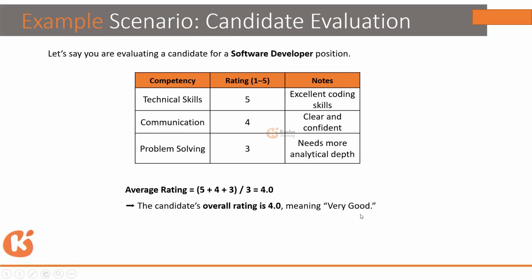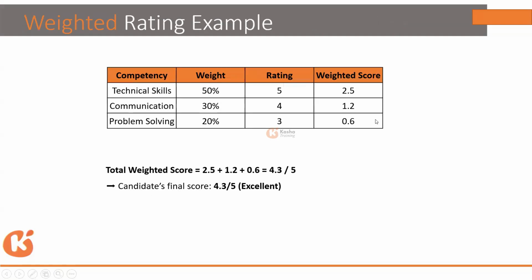So 4 means it is very good. Like this, you can calculate the rating for all the applicants and then decide with whom you want to go ahead. Then here you can also see the weightage wise calculation, if you want to see.